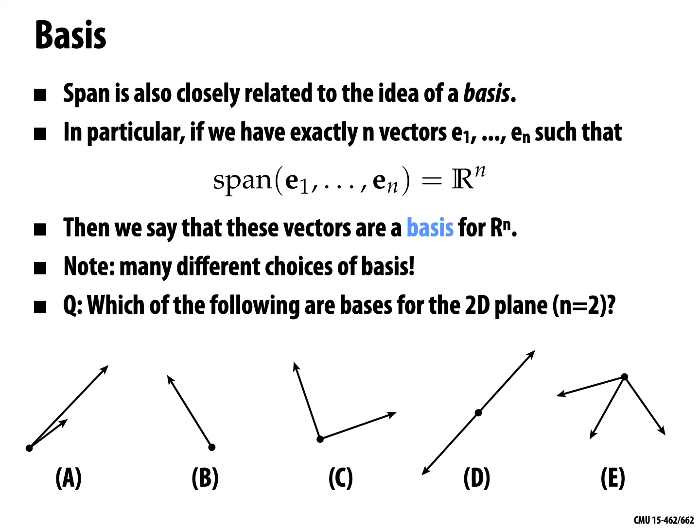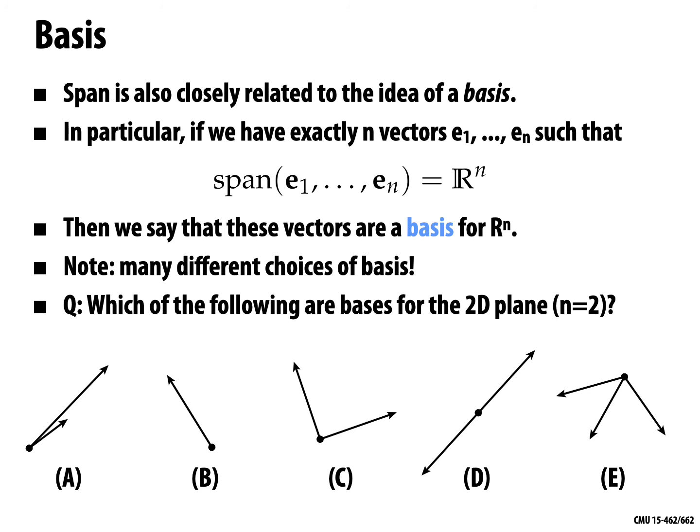I don't want to be in that situation. Okay? So B, D, and E, none of these are useful as bases for the plane. A and C are good because they're linearly independent. Two linearly independent vectors span the whole plane. I can specify any point uniquely.